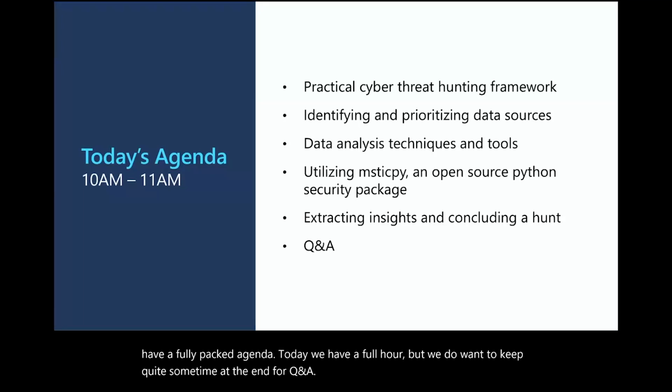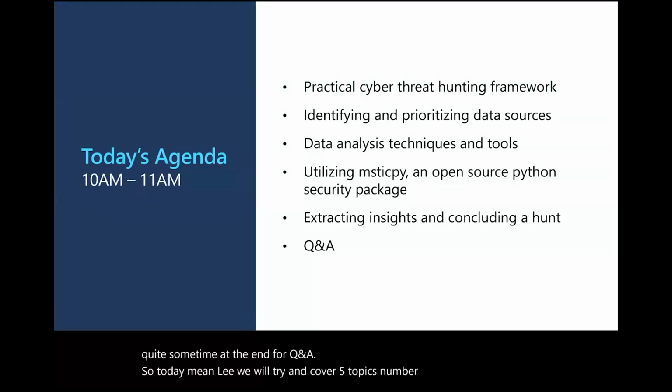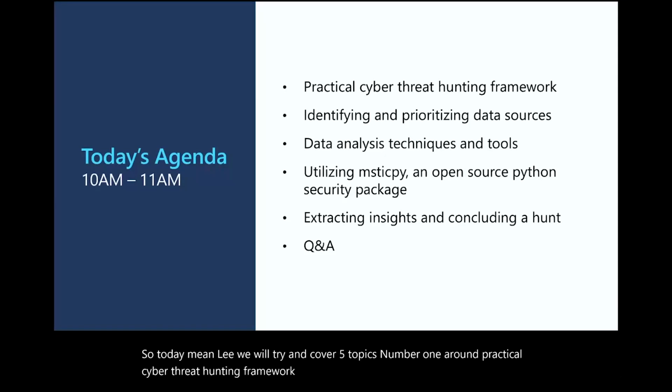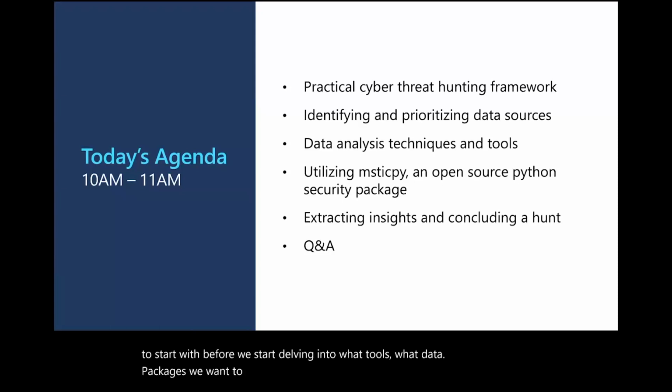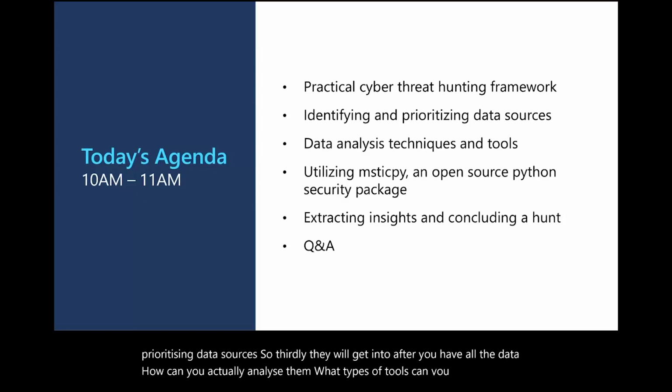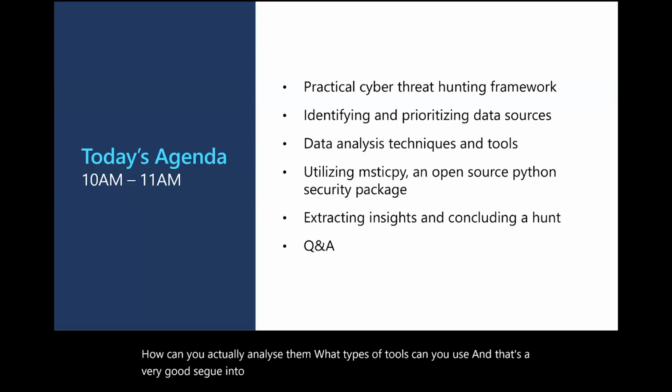So today, mainly, we will try and cover 5 topics. Number 1, around practical cyber threat hunting framework. Of course, you need to have a good framework to start with before we start delving into packages we want to use. And then secondly, it's also about identifying and prioritizing data sources. Thirdly, after you have all the data, how can you actually analyze them? What types of tools can you use? And that's a very good segue into exploring Mystic Pi, which is our open source Python security package that you can actually utilize as well.